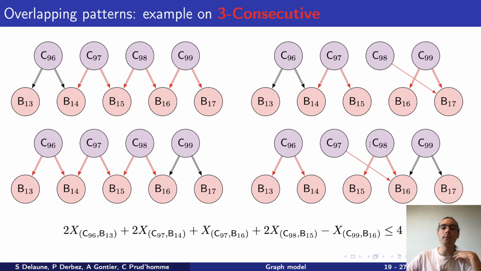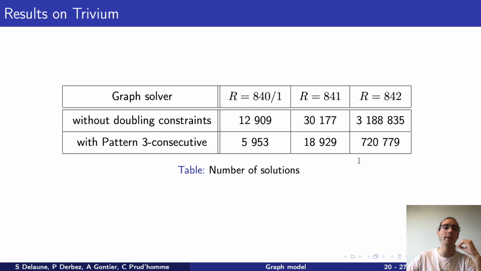So in our example, we took only the 3 consecutive pattern with this constraint to prevent the overlapping, and as a result, we find that without any doubling constraint, we find the exact same solutions as the previous methods, which is normal. But with the pattern 3 consecutive, we find fewer solutions, and we know that if we could use more patterns, we could find even fewer solutions.